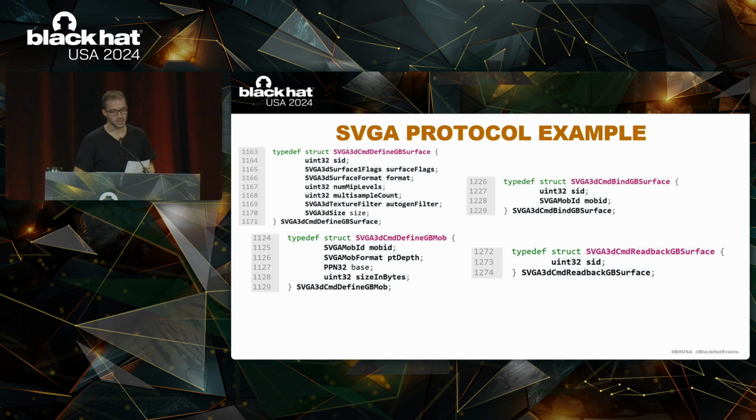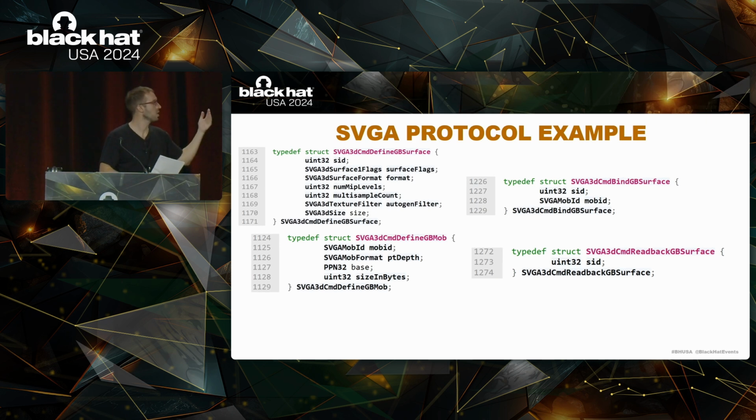On the first command, you can see this is basically the define surface command. To define a surface, you must provide a surface ID and some other graphics-related stuff, such as the format of the surface or the dimensions of the surface. And then you also have to define a mob.